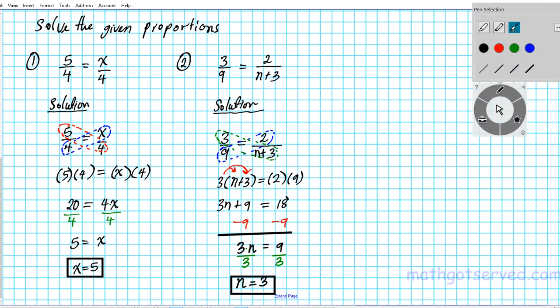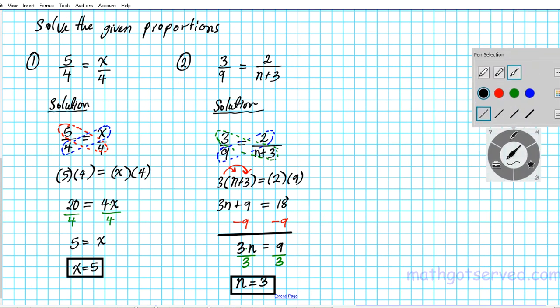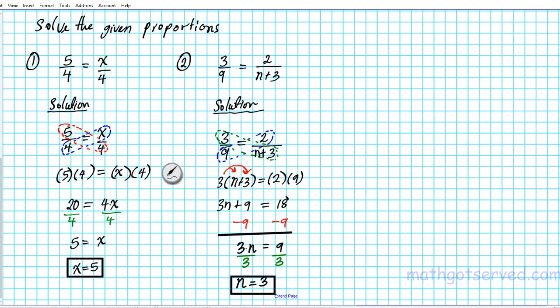Alrighty, let's take a look at the next one. Question number 3. Let's say we have the proportion y minus 4 over 3 is equal to y over 5. We're going to go ahead and proceed. To solve this, we're going to use the star method.